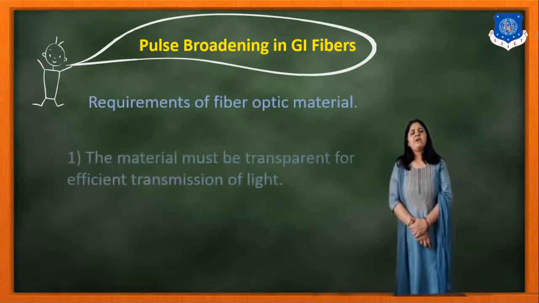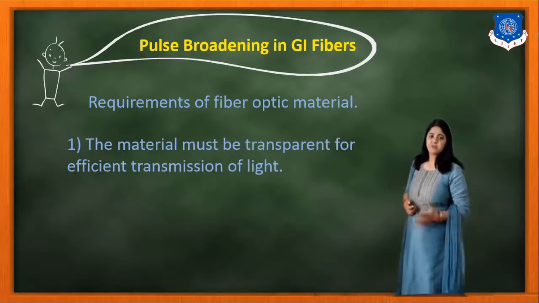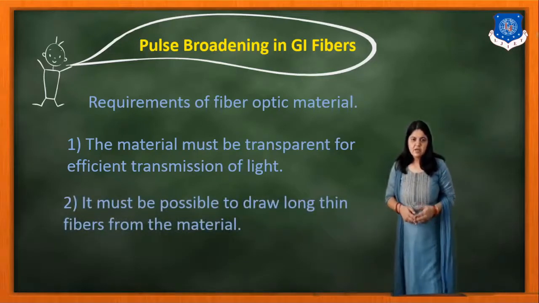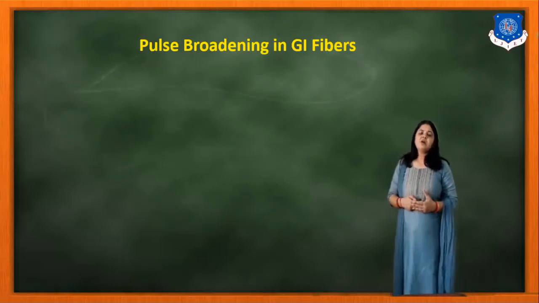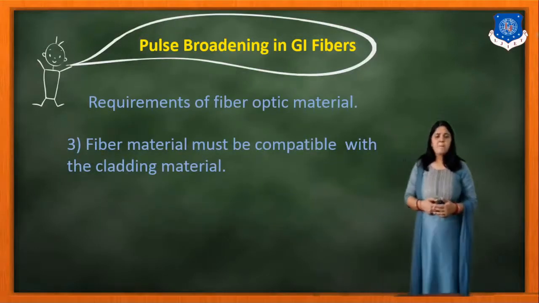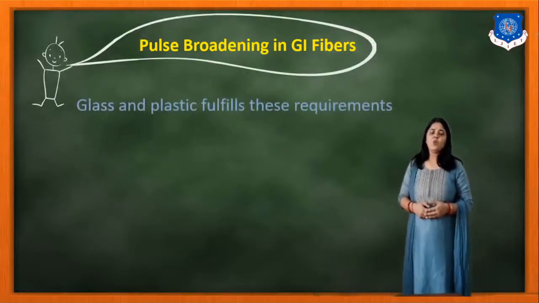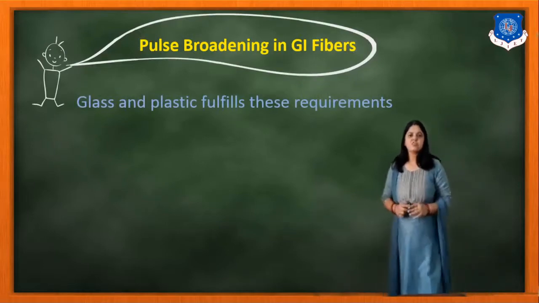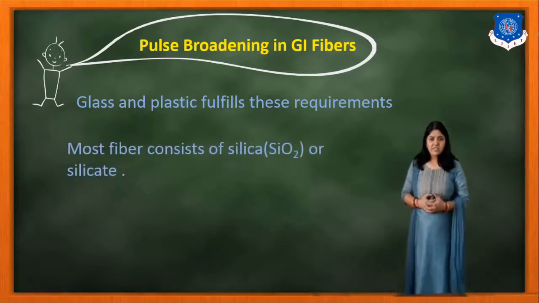What are the requirements of the fiber optic material? The material must be transparent for efficient transmission of light. It must be possible to draw long thin fibers from the material. The fiber material must be compatible with the cladding material. So these all are the requirements of the material. Glass and plastic fulfill all these requirements.